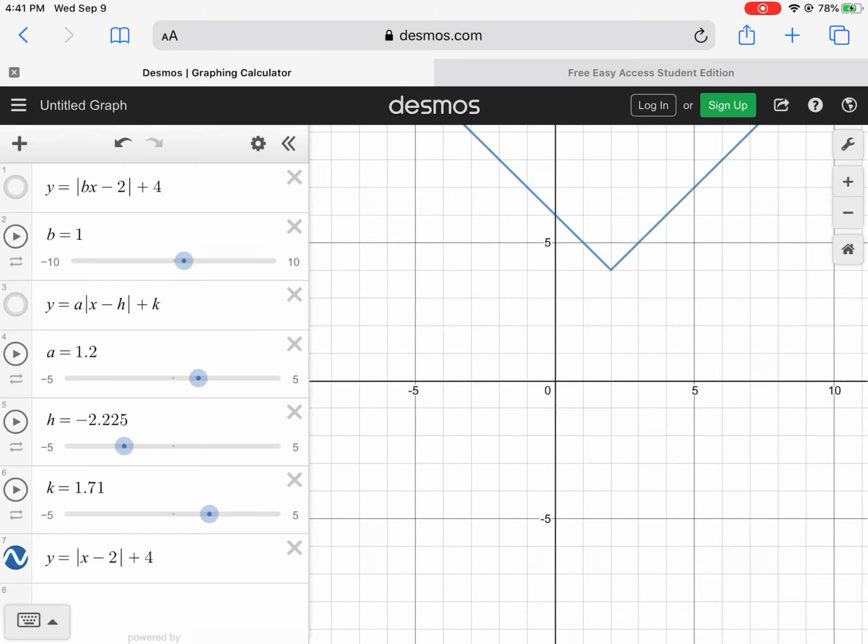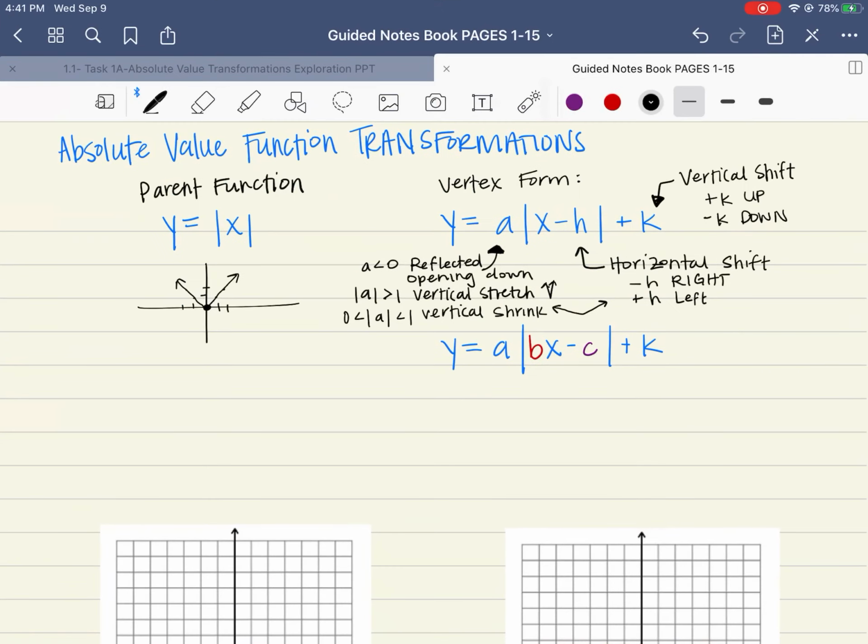Again, this one's opening up. So once I placed my vertex up 4 over 2, then I would count a slope of 1 in both directions. Now, notice what changes if we add one more transformation. So I'm going to show you what that equation looks like. I've added it right down here.